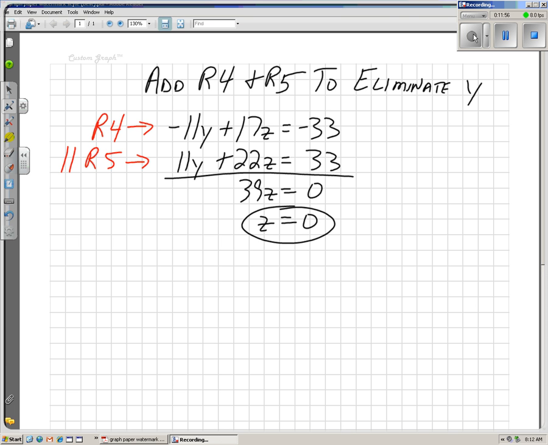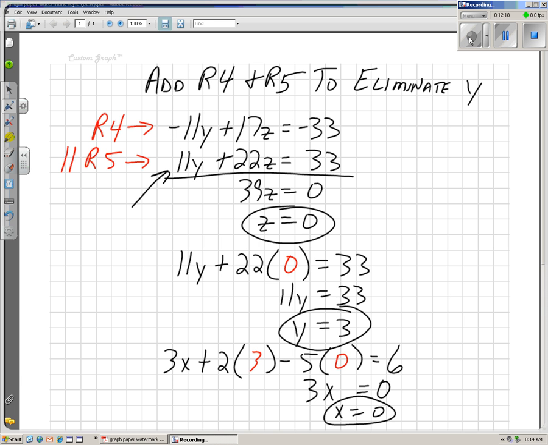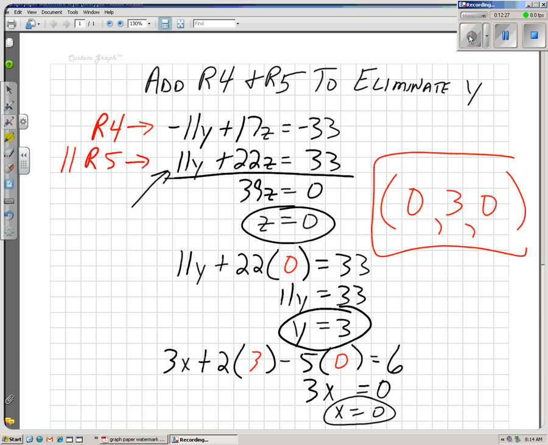Now let's just go backwards and find y and then find x. Now remember, you can use almost any equation. I'm going to use this one right here to find y. It just looks easier to me. And that gives me y equals 3. Now let's go back to one of our original, row 1 or row 2 or row 3, and find x. I'm going to use row 1. It looks easier to me. And I find 3x equals 0 and x equals 0. Write your ordered triple. That's (0, 3, 0).